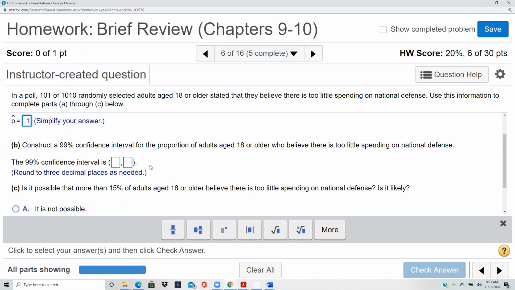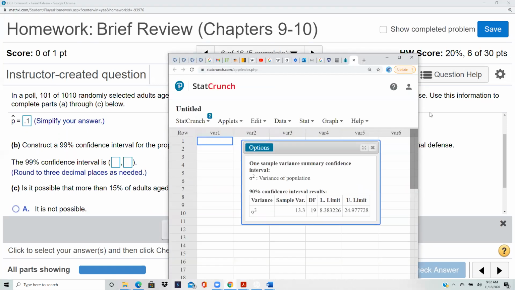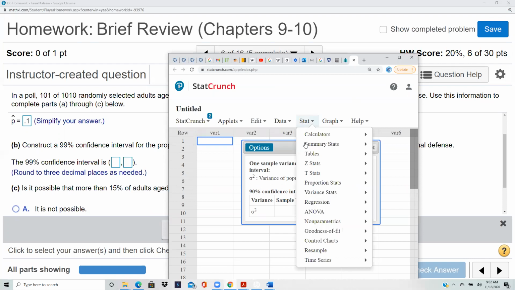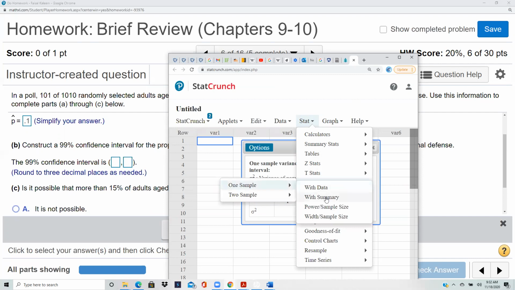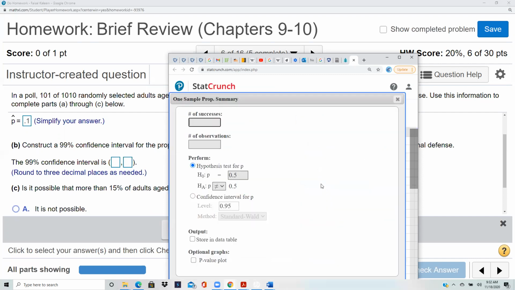Now we come to part B. So what did you say? Proportion stats? Yes. Okay. Because they are saying confidence interval for proportion of adults, right? Right. Okay, so proportion stats. One sample summary.